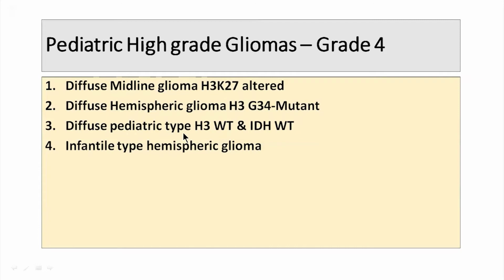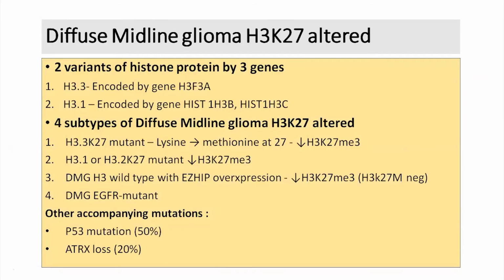Then diffuse pediatric type high-grade gliomas where histone proteins are wild type and IDH is also wild type. Then the last entity is infantile type hemispheric glioma. So the most common ones are diffuse midline glioma H3K27 altered. We have seen the cases. We will go for a brief discussion about these.